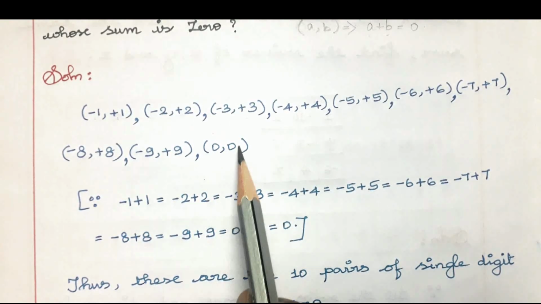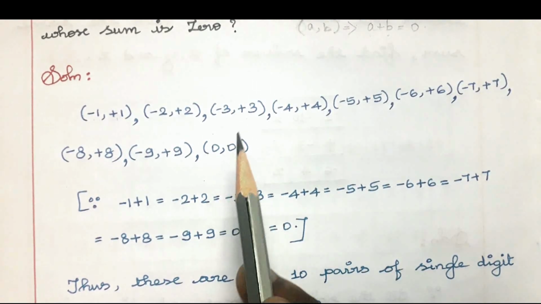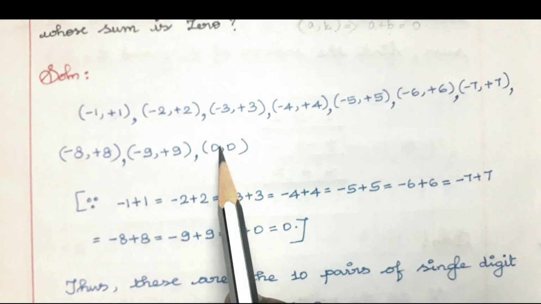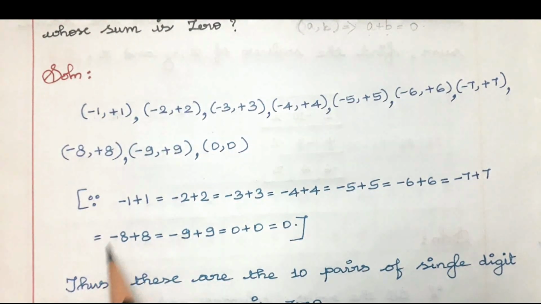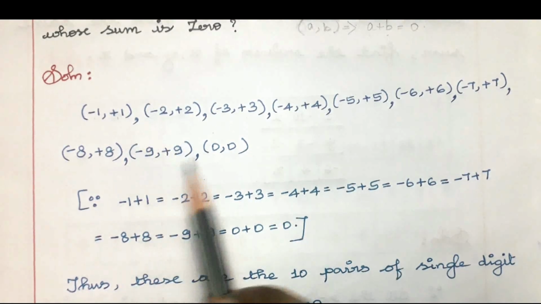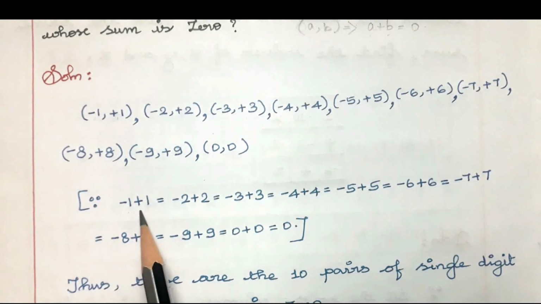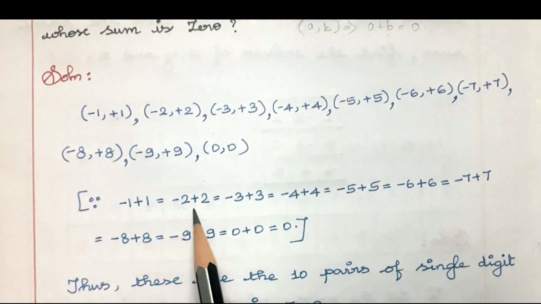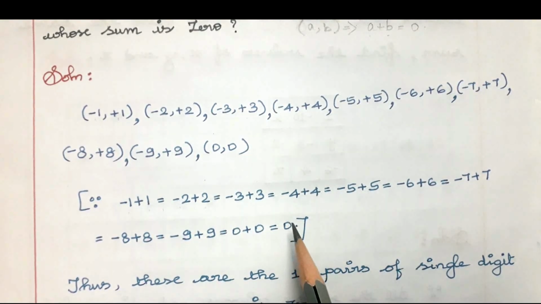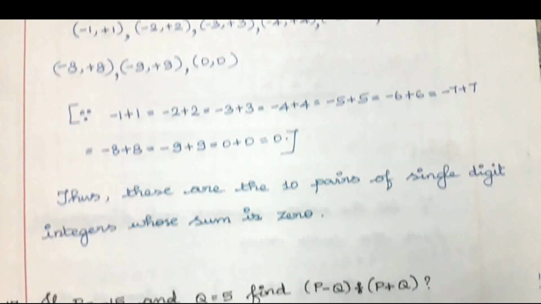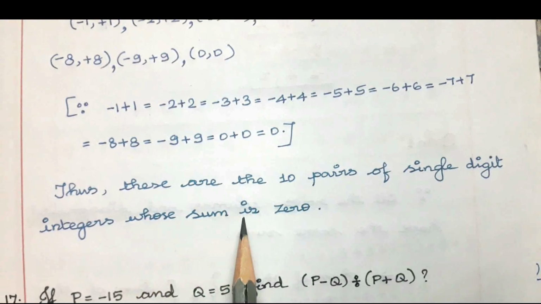So 0 comma 0 also gives you 0. Both of these are integers. They never said that it should not repeat, so no problem. When you add 0 comma 0, it becomes 0. Now you should be clear that these are the pairs of integers which make the sum 0, since minus 1 plus 1 is equal to minus 2 plus 2 is equal to, so all together is equal to, what is the answer? 0. Thus these are the 10 pairs of single digit integers whose sum is 0.